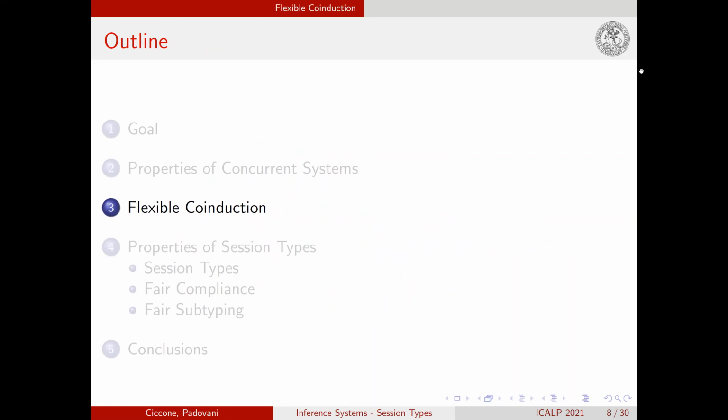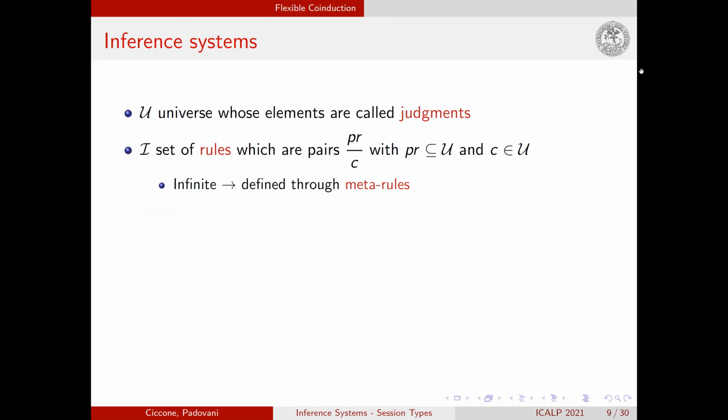More in detail, given a universe U of elements that are called judgments, an inference system I is a set of rules that are pairs, premises and consequence, such that both the premises and the consequence lie in the universe. They are usually presented in a finite way using meta rules that group together rules according to their schema.